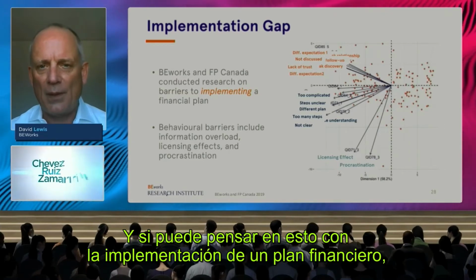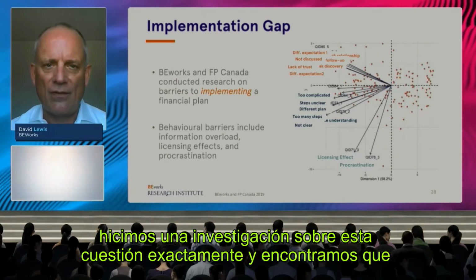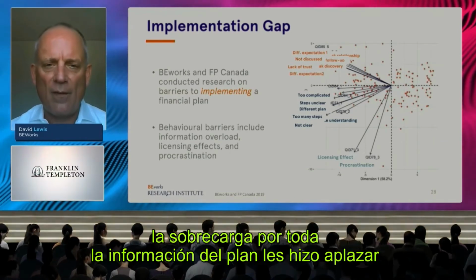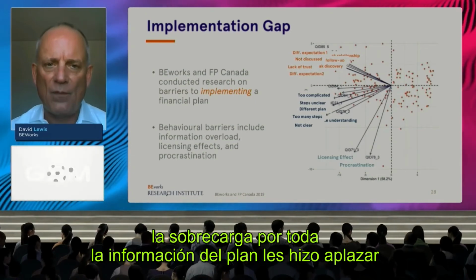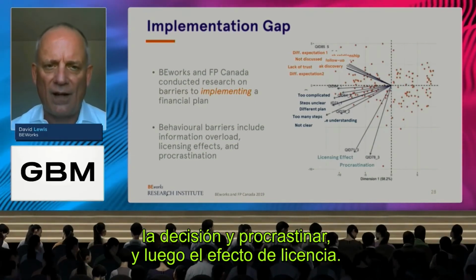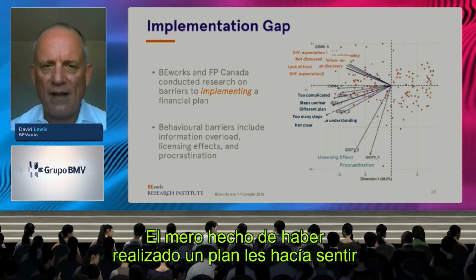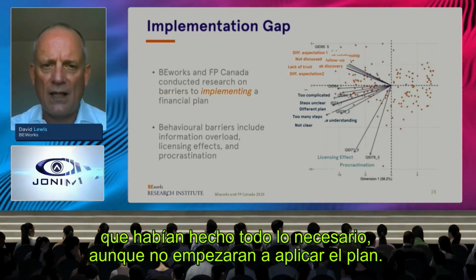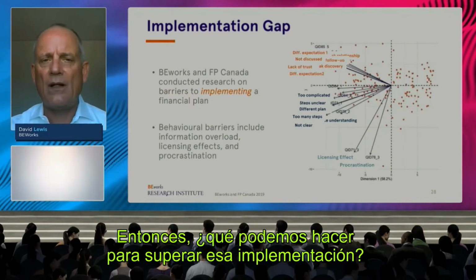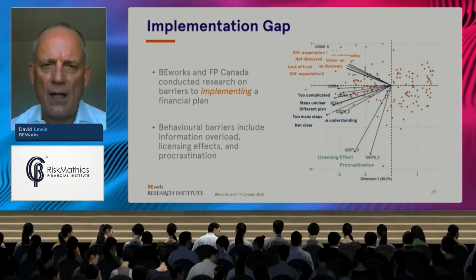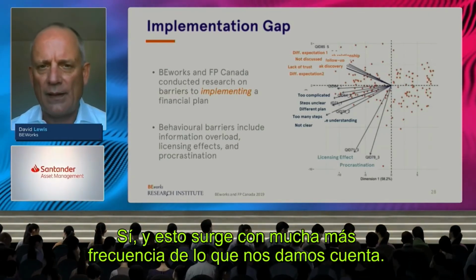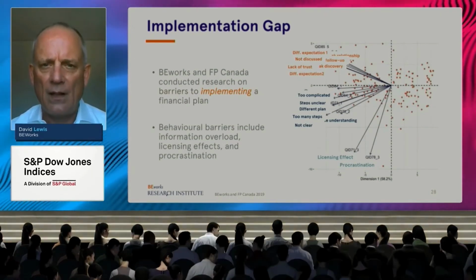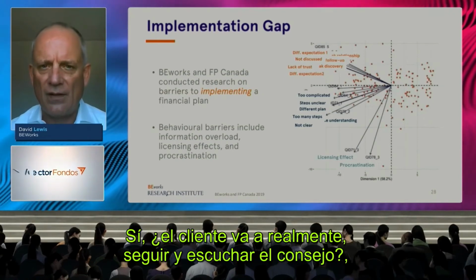And if you can think about this with implementing a financial plan, we did research on this question exactly and found that the information overload, all of the information in the plan caused them to defer a decision and procrastinate. And then the licensing effect, simply having done a plan, made them feel like they'd done everything they needed, although they didn't actually begin implementing the plan. So what can we do to overcome that implementation gap? And this comes up far more frequently than we often realize. Every time we deliver advice to clients, there's an implementation gap. Is the client going to actually follow through and listen to the advice?